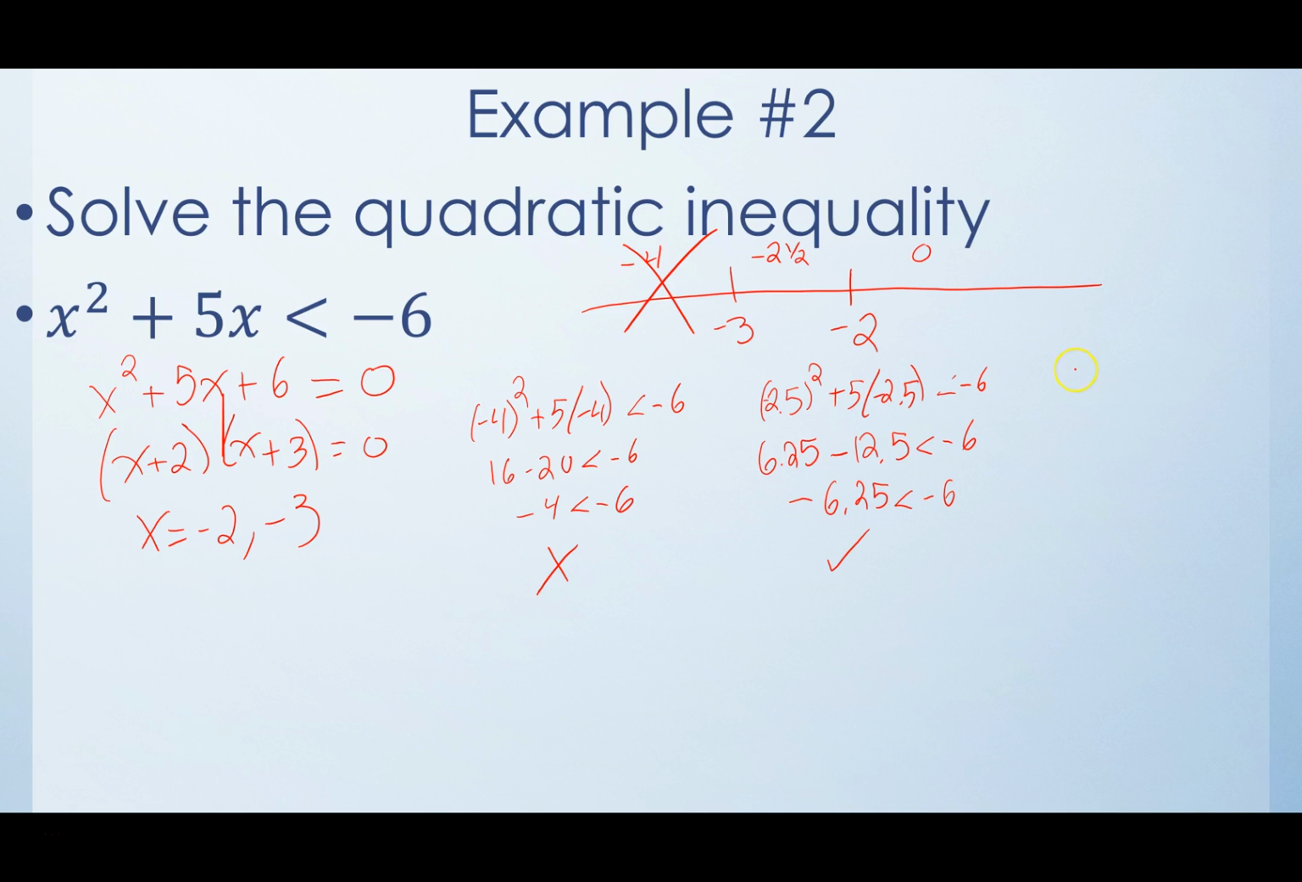And then if we try 0, 0 squared plus 5 times 0 less than negative 6, we get 0 less than negative 6, which is false. So for this answer, we're going to be in between negative 3 and negative 2, just less than, because we're not going to include them.